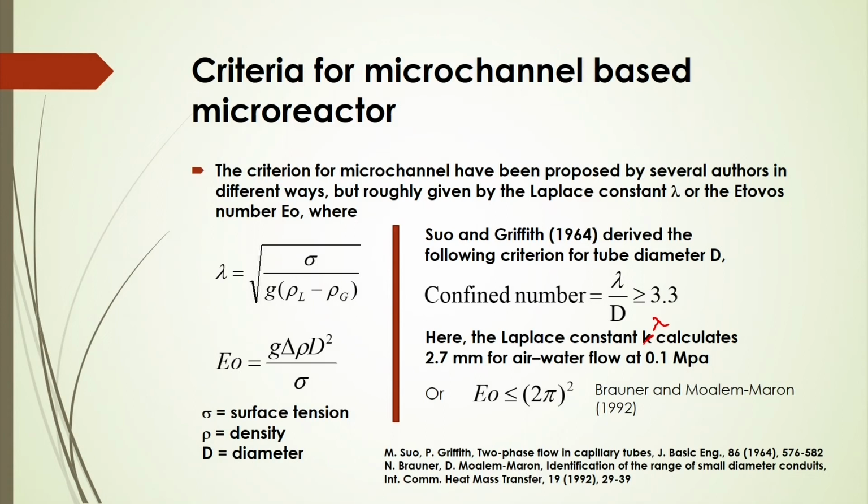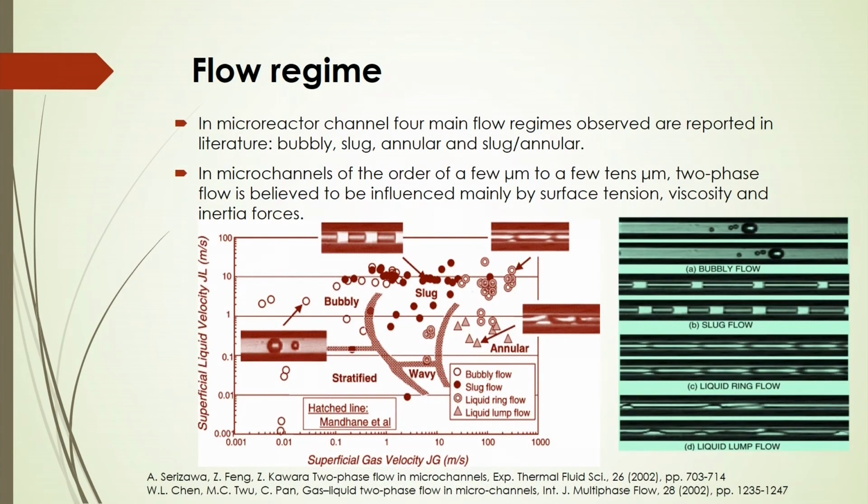Another way to define a microchannel is where the Eötvös number should be less than or equal to 2π squared. That was given by Brauner and Maron in 1992. So these two criteria can be used to define a microchannel-based microreactor.